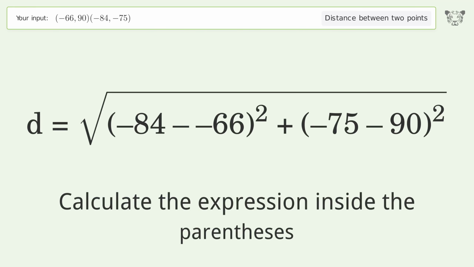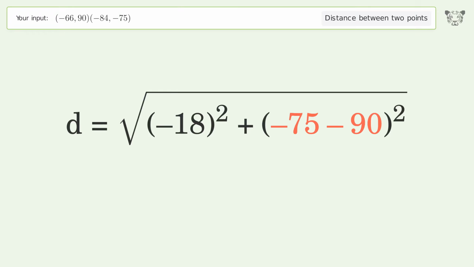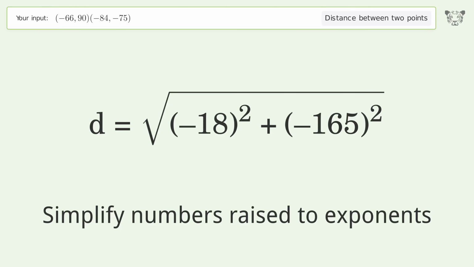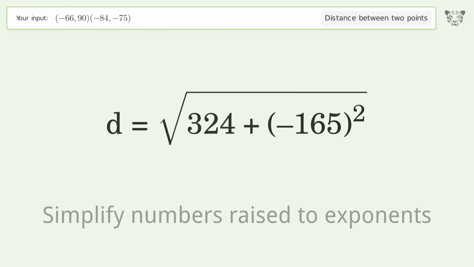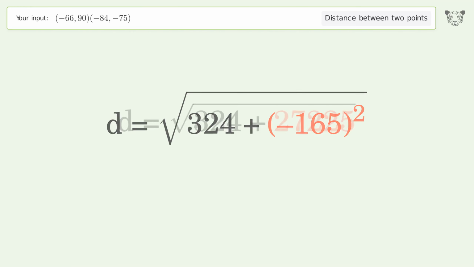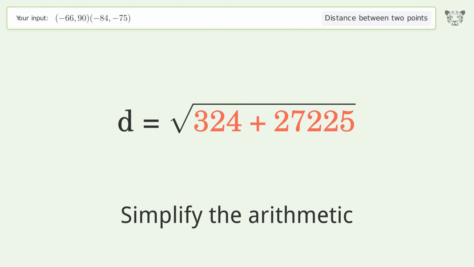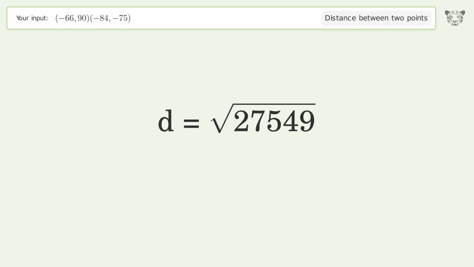Calculate the expression inside the parentheses. Simplify numbers raised to exponents. Simplify the arithmetic. And so the distance between the 2 points is the square root of 27,549 or 165.979.